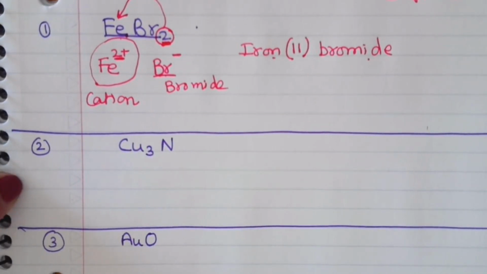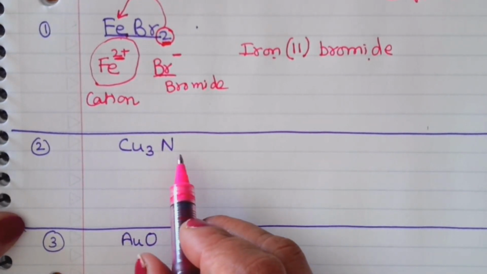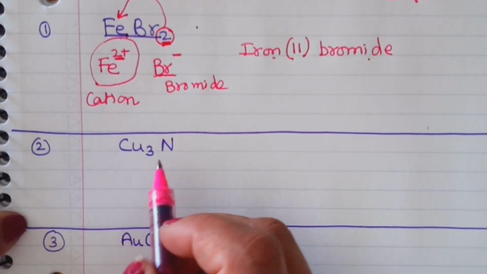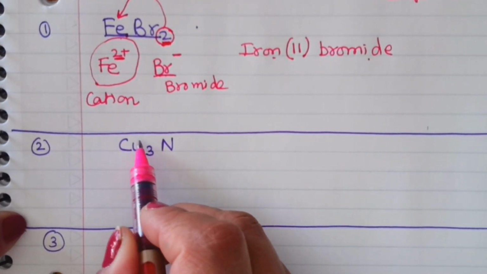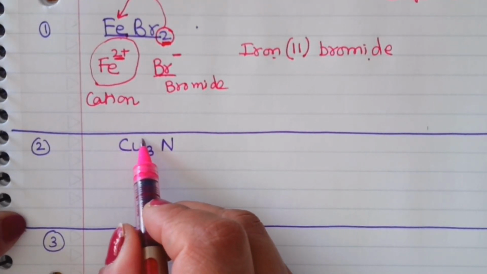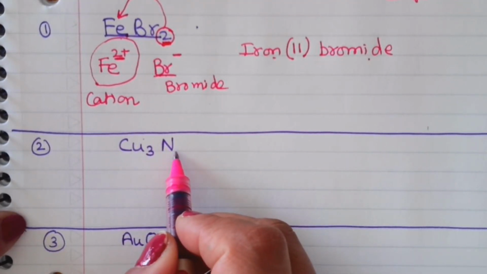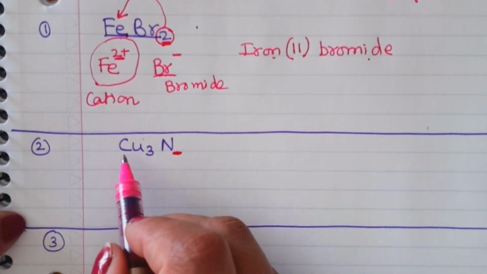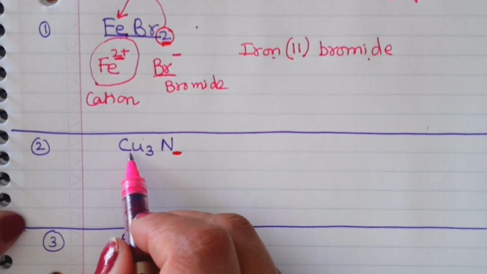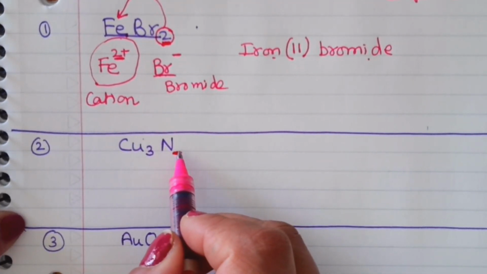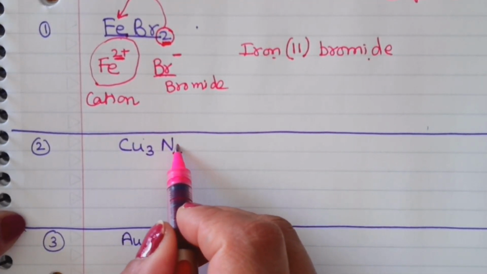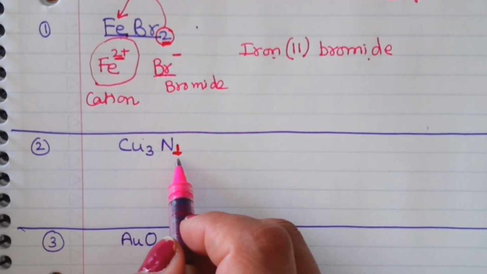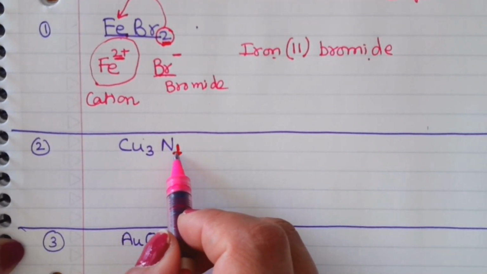Now let's do another example. Cu3N. I do not know the charge on the metal cation. Now look at the subscript of the anion, right? It has no subscript. Does that mean the charge on copper is 0? No. If there is no subscript, we can still see that we have one atom, one ion of nitrogen.